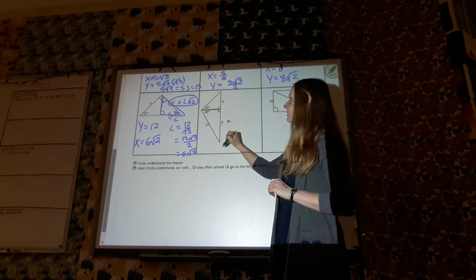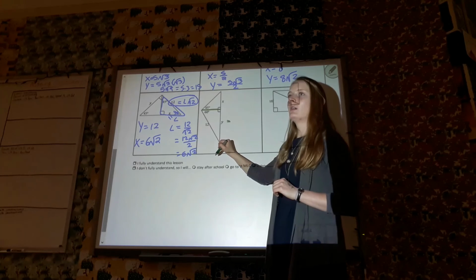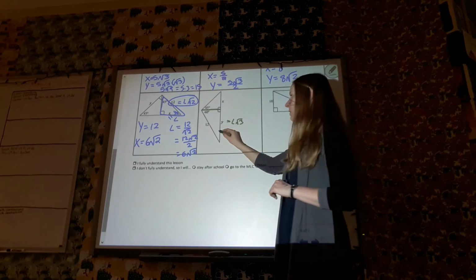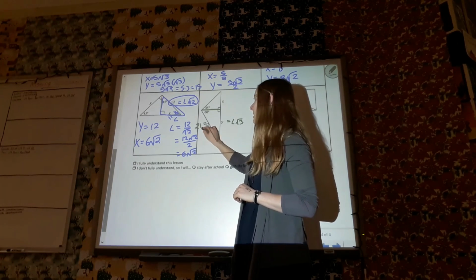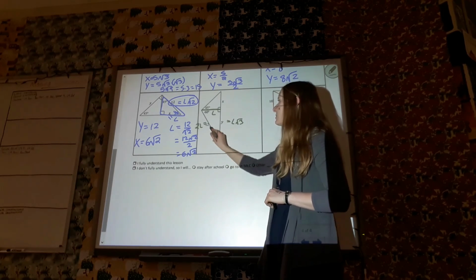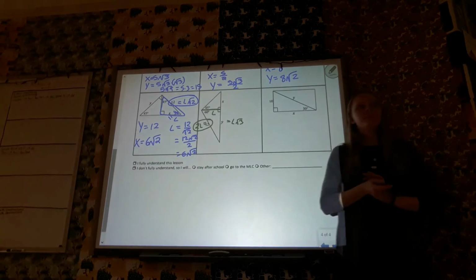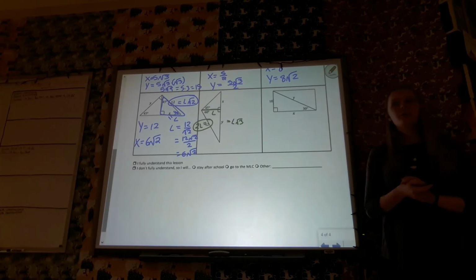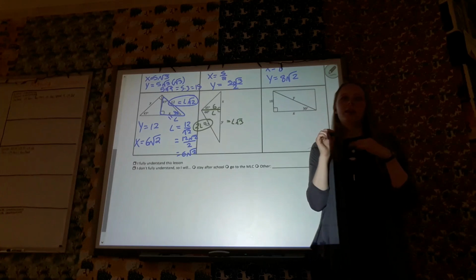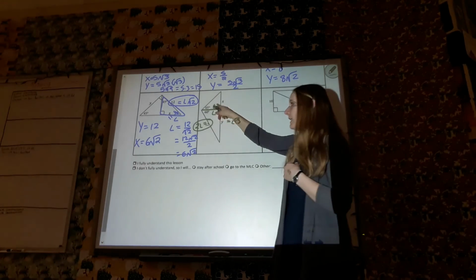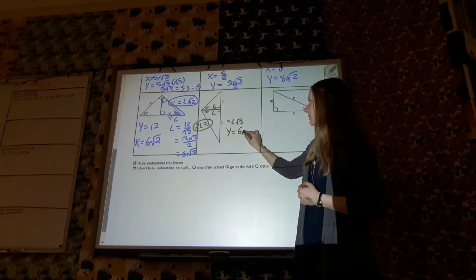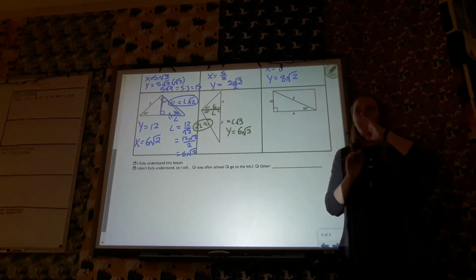What's the rule for y? This one would be L root 3, because it's across from the 60. What about the 12? 2L. And then, I know this doesn't have a variable, but what would the rule be for that one? L. So if I know that 2L is 12, L would be 6. So that means this side right here is 6. That wasn't part of the question, but I will need that in a second. So if L is 6, then what's y? 6 root 3. So I used the bottom triangle to find y.